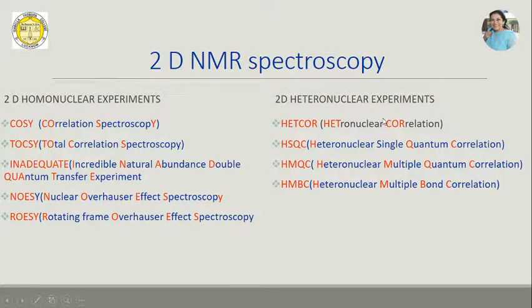Heteronuclear experiments, as the word states, the atoms on the two frequency axes have to be different. So heteronuclear, the simplest kind is HETCOR. That means on one axis we have proton NMR, on the other axis we have C13 NMR, and then we have HSQC, heteronuclear single quantum correlation. HMQC is heteronuclear multiple quantum correlation. HMBC is heteronuclear multiple bond correlation.